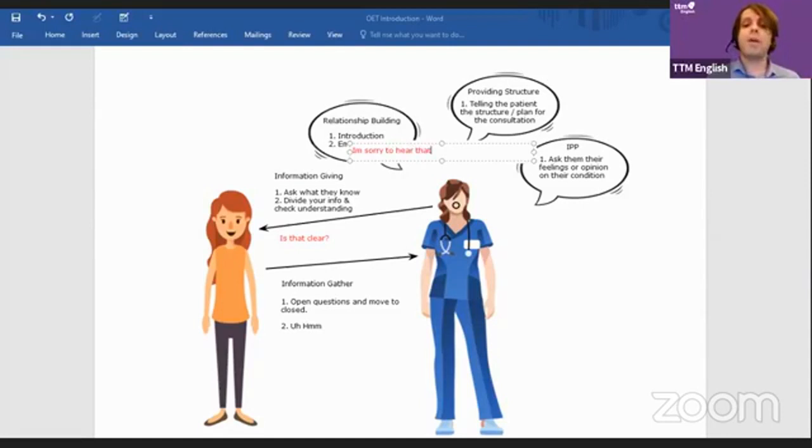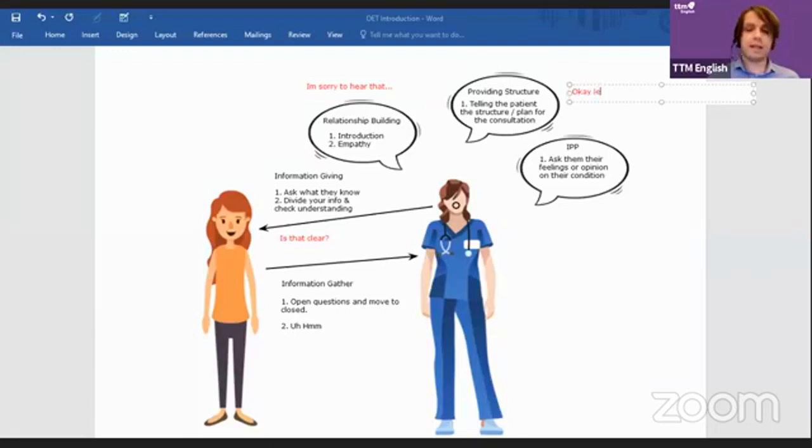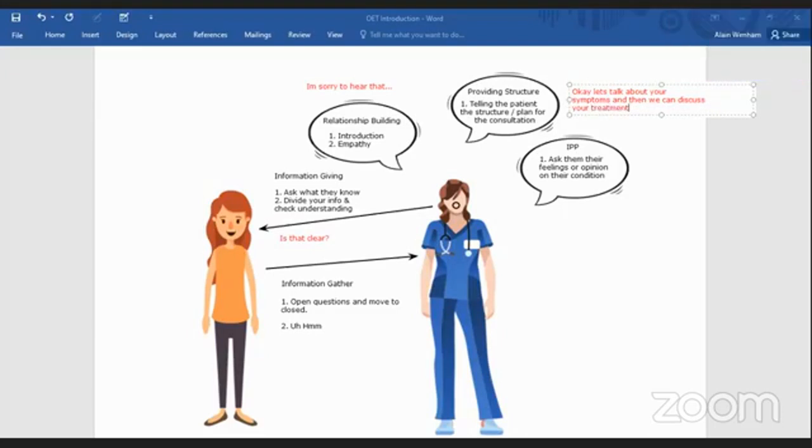What about if I say, okay, let's talk about your symptoms? Providing structure. Okay, so I might say, let's talk about your symptoms, signposting, and I might say also, and then we can discuss what else can we discuss? Your treatment. Okay? Right.